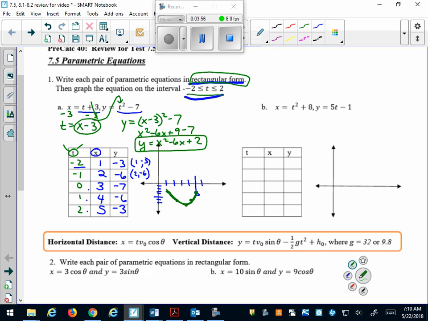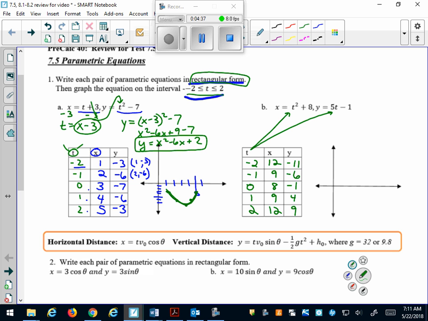Okay, so part B, same idea, again on this interval. When you plug in t for x, you get -2 squared plus 8, so that's 4 plus 8 is 12. And -1 squared plus 8 is 9, etc. Those turn out to be that. Now we plug t into the y equation. 5 times -2 is -10, minus 1 is -11. 5 times -1 is -5, minus 1 is -6, etc.